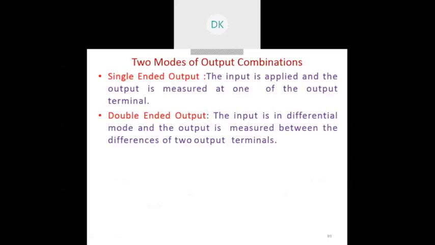There are two modes of output combination. One is called single-ended output, the other is double-ended output. Single-ended output means the input is applied, output is measured at one of the output terminals. Double-ended output means input is in differential mode, output is measured as the difference of the output signals.